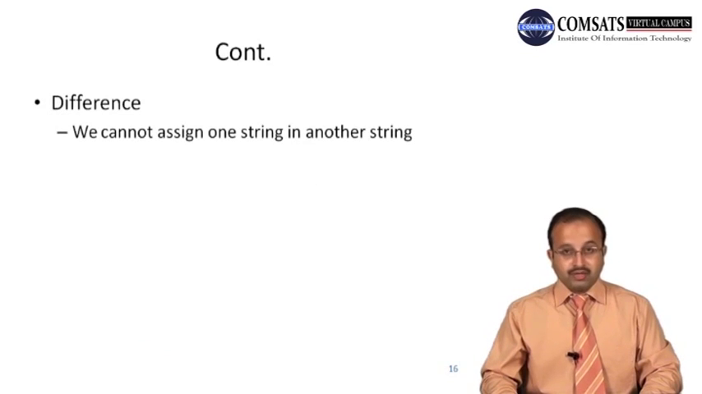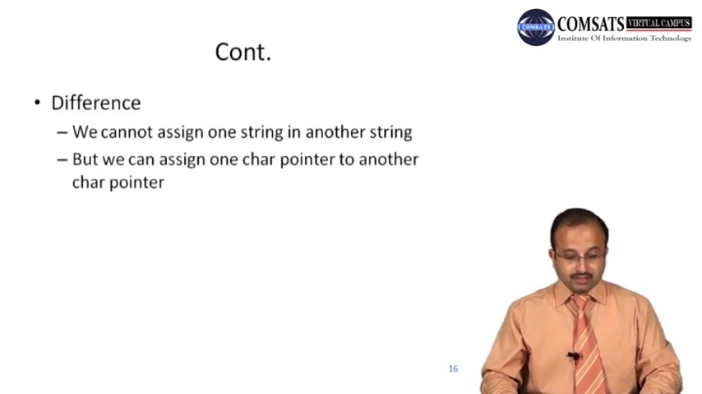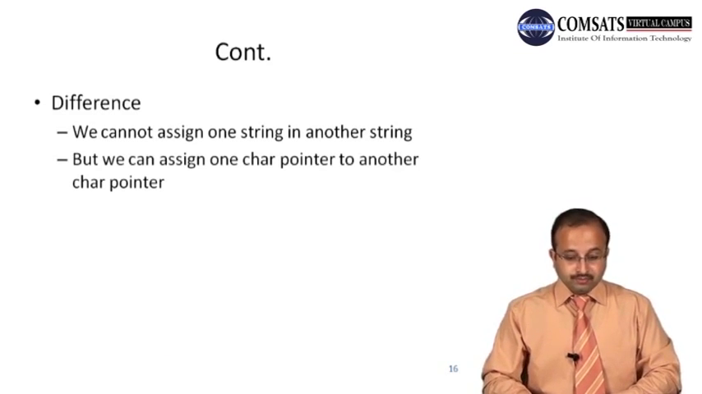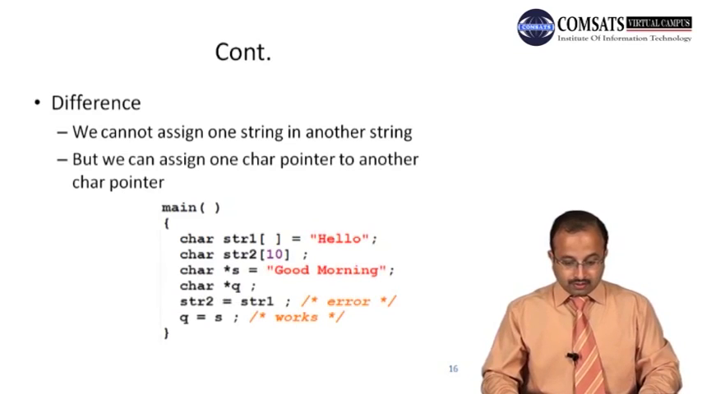Difference: we cannot assign one string to another string, but we can assign one character pointer to another character pointer, because a character pointer is a variable. That is a variable, you can change its value. But once you allocate the memory for the string, like for the str string in the previous slide I've shown you, str contains the base address of the string. You cannot change the value of str. You can change the values placed at the 0th index, 1st index, 2nd index, and so on, but you cannot change the memory address of str. The value contained by str is the memory address, and you cannot change that value. So this is the example program.